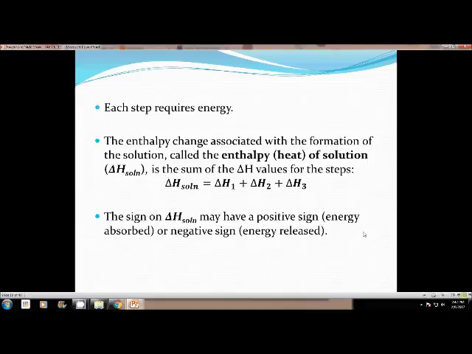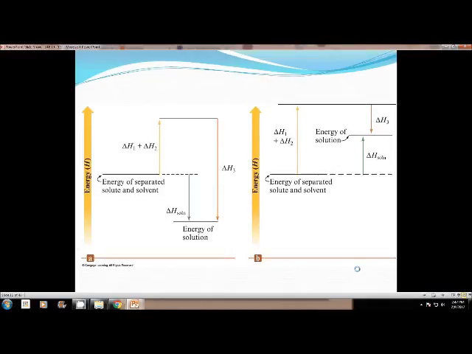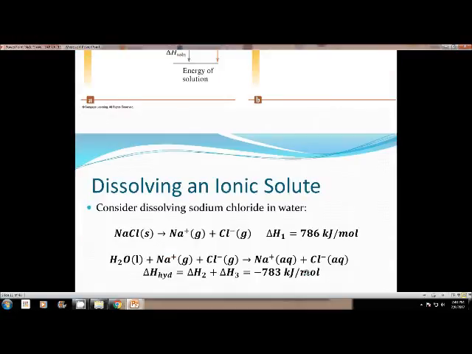The only thing is, the sign on the delta H solution may have a positive sign if the energy is absorbed, or negative if the energy is released. And that's where thinking about our thermodynamics is very important. So this graph shows us, this is also on page 515 in case you want to check it out. It shows us the heated solution where in picture A, the solution has a negative sign because the process is exothermic. And that's because the energy of the solution is lower than the energy of the separated solute and solvent. But for B, the energy of the solution is higher than the separated ones, and so because it's higher from the separated ones, then that would be an endothermic process, so it would have a positive sign. So that's kind of showing you pictorially in a graph how those are.